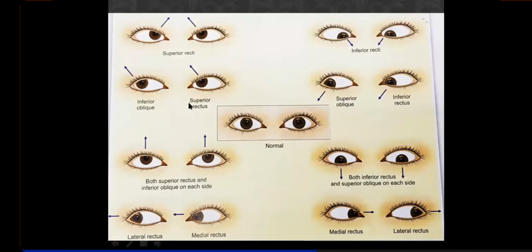Now, this sort of question was asked in your NEET PG 2020. So there was a single eye.